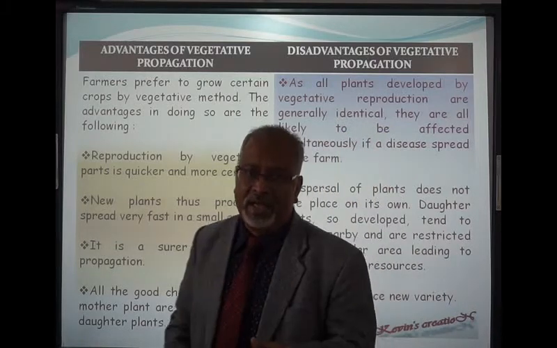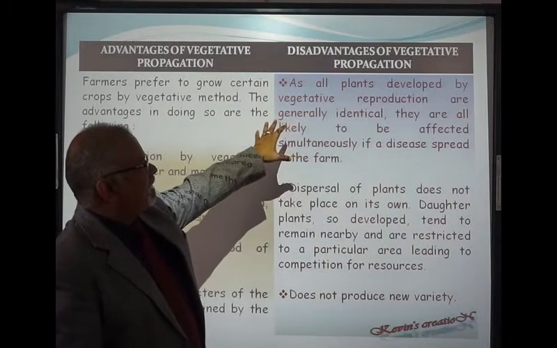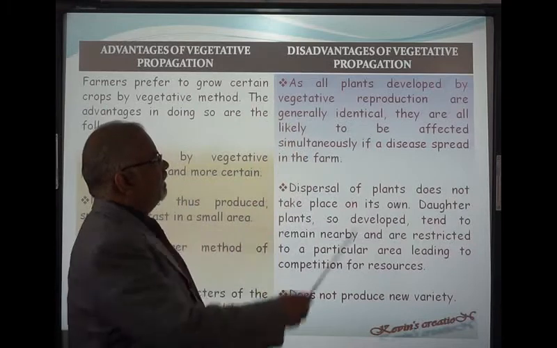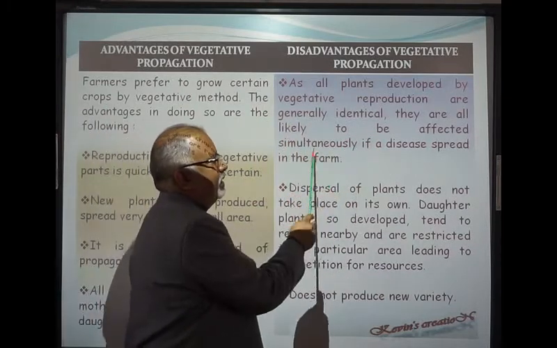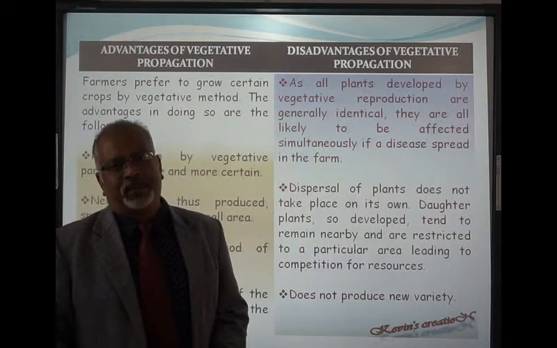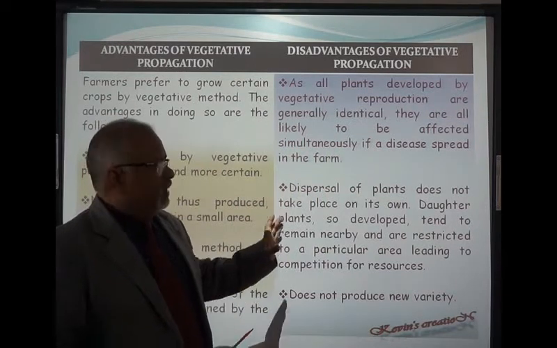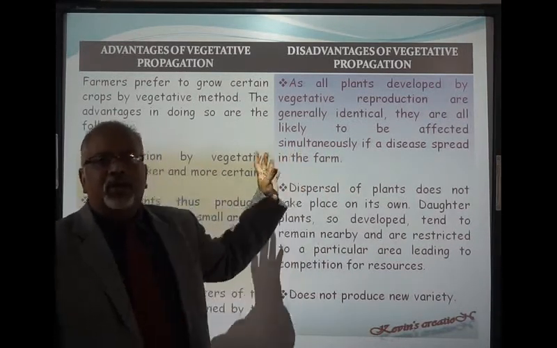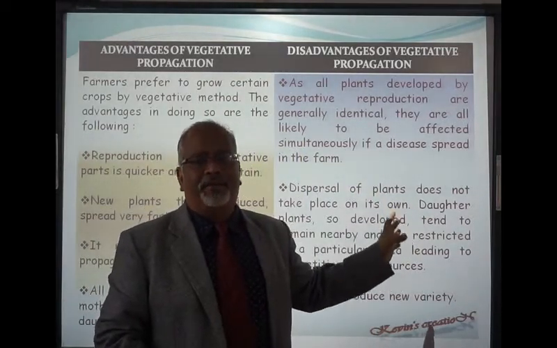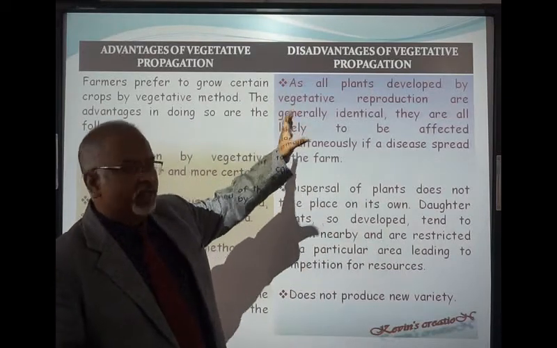But the same thing goes against it. As all the plants developed by vegetative propagation are generally identical, they are all likely to be affected simultaneously if a disease is spread in the farm. So since it is from the same parent, if there is any disease, the whole lot, all the new plants will be affected by that disease. So that is a disadvantage.